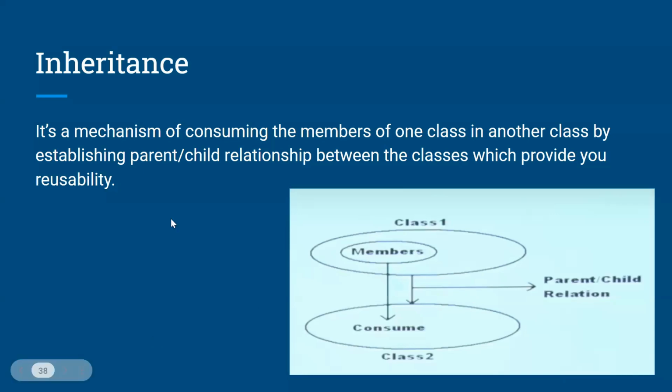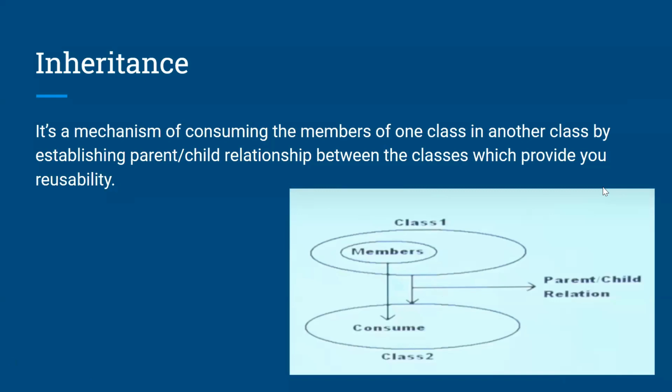So if you want to use any member of this class, that is called class 1, in a second class, we have to make one relationship between these two classes, right? That is called a parent-child relationship. Okay, so how to achieve that, I will show you here.